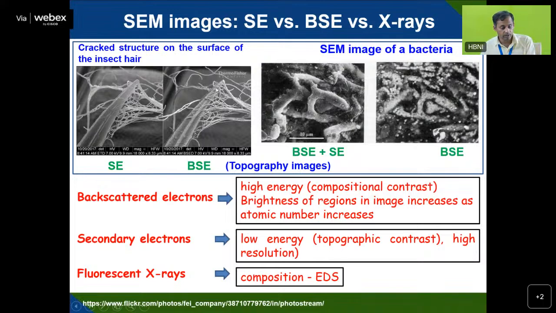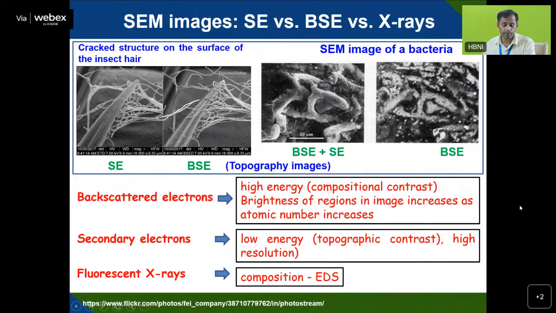You can see here the cracked surface of an insect hair. This is the secondary electron image, and this is the backscatter electron image. You can decide which type of electron image is better in terms of sensitivity. But in the right image, a bacteria image, when you have a mixture of backscatter and secondary, you can see a better quality image, and here only backscatter.